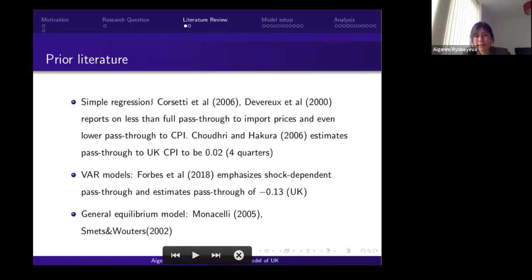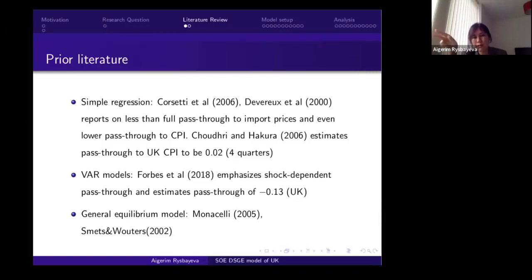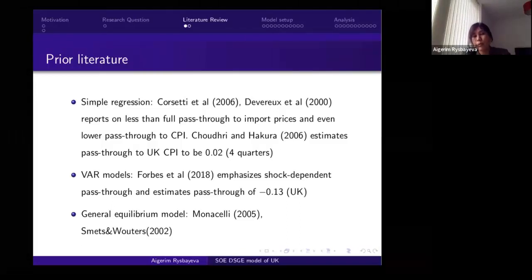For simple regression models, we just have one equation, and here we regress the price level on the exchange rate. So we estimate the impact of the exchange rate on the price level, and the coefficient in front of the exchange rate will be the pass-through degree. It's quite simple, and this usually shows the average pass-through degree over time. So this model is quite useful when you just start the research question. It gives you a general idea of what the average pass-through degree will be.